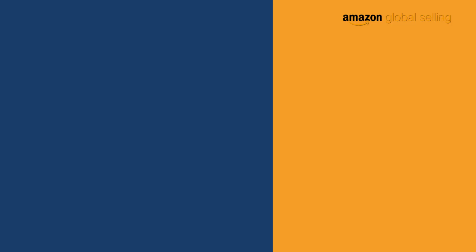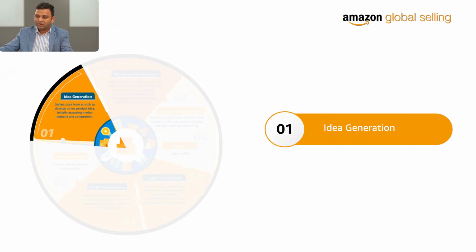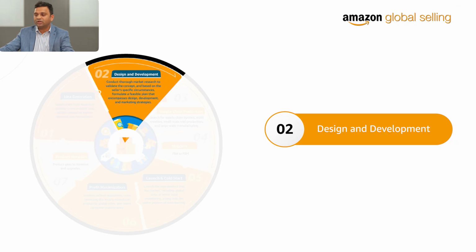We have a flywheel for that. Let me talk to you about that Amazon new selection flywheel. We start with idea generation, where a seller starts from scratch and develops a new product idea, initially assessing the market and demand and competition. Then the seller goes into design and development, where a seller understands the market, the competition, what are the trends, and based on that, zeroes down on what should be the product attribute.